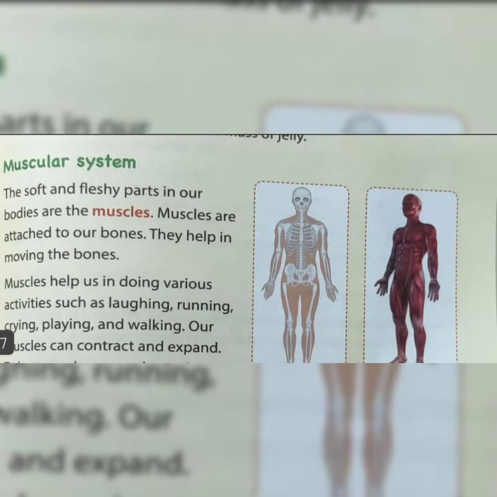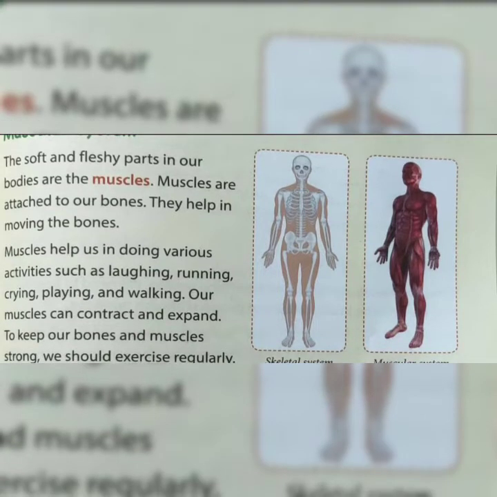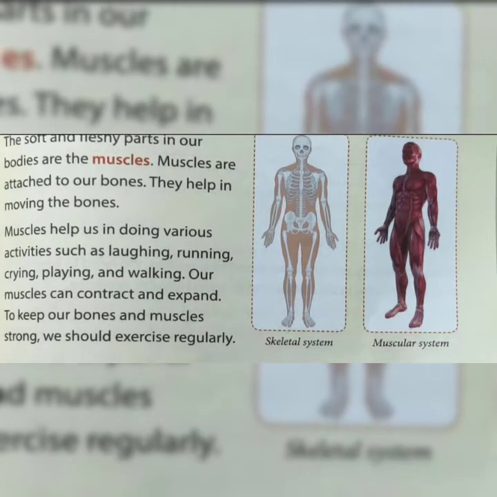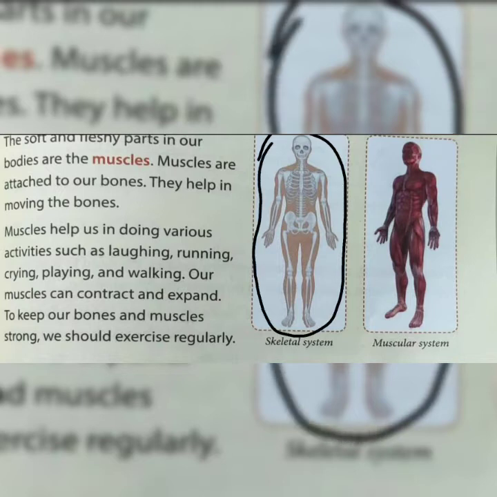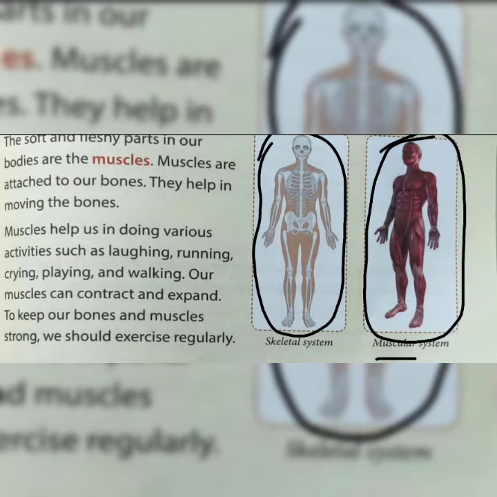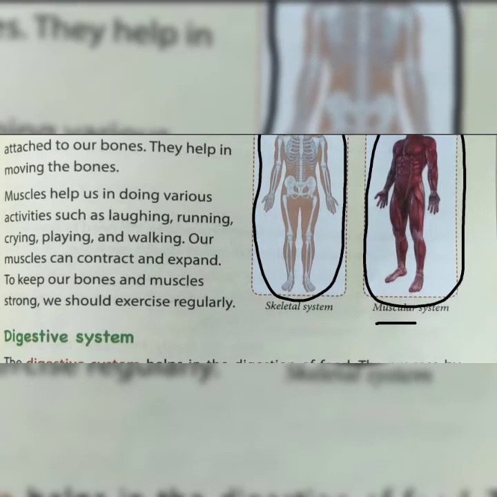Next comes the muscular system. The soft and fleshy parts in our bodies are the muscles. See this picture, this white structure is the skeletal system, and the red kind of picture indicates the fleshy part of our body, means the muscles. Muscles are attached to our bones. They help in moving the bones. Muscles help us in doing various activities such as laughing, running, crying, playing and walking.